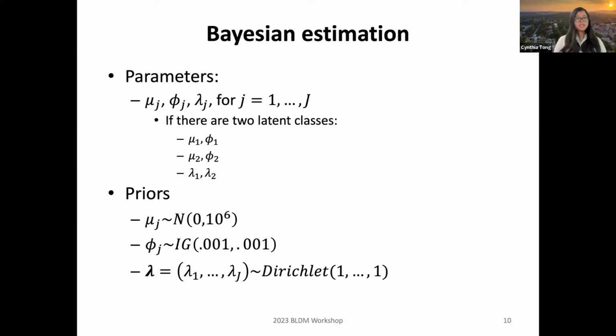For a mixture of normal distributions, we have these parameters, and for each of them we can specify priors. Basically, for the means, we use a normal distribution with a large variance. For the variances, we can use inverse gamma distributions. These are more like flat distributions, so they are non-informative. And for lambda, the class probabilities, we use a Dirichlet distribution.